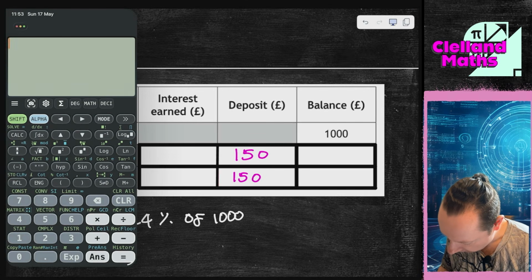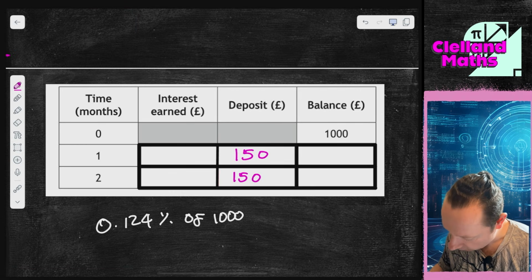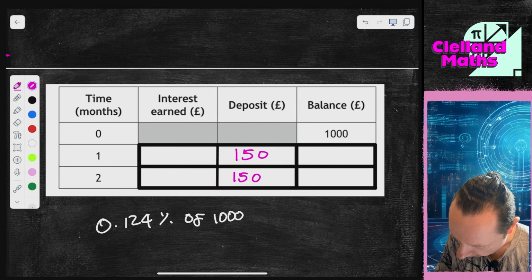Calculator. 0.124 divided by 100 times 1,000. £1.24. So she's earned £1.24 in interest.